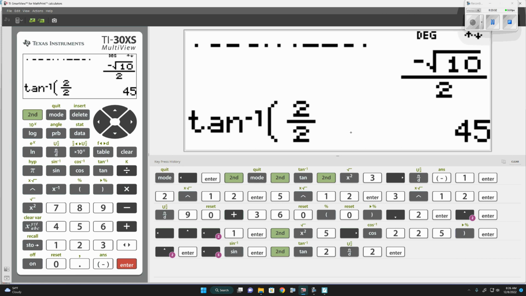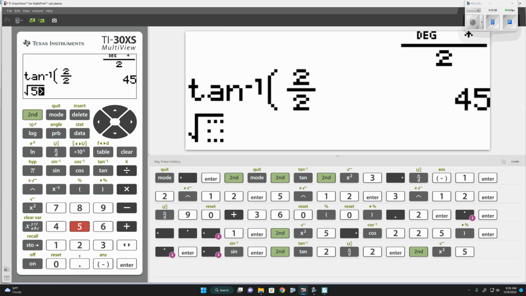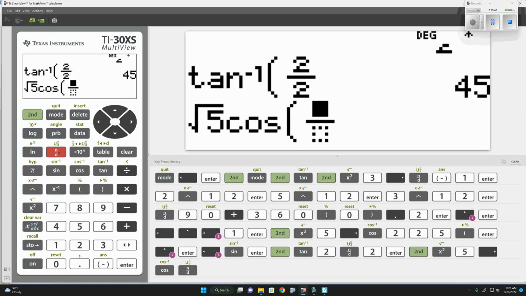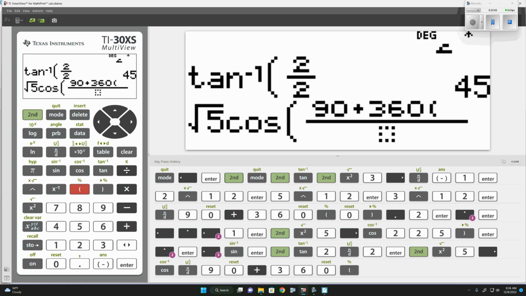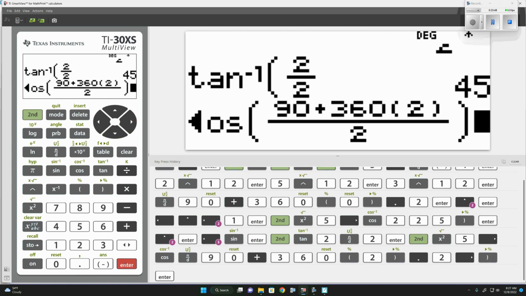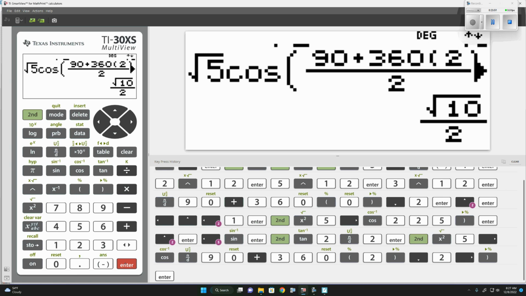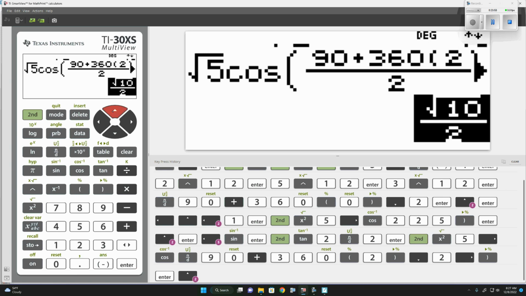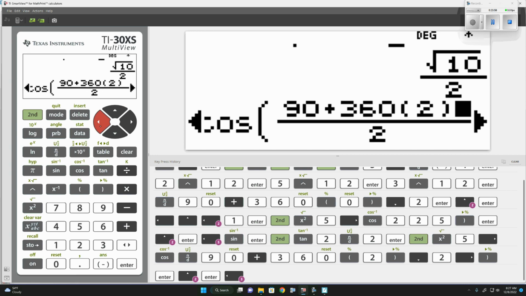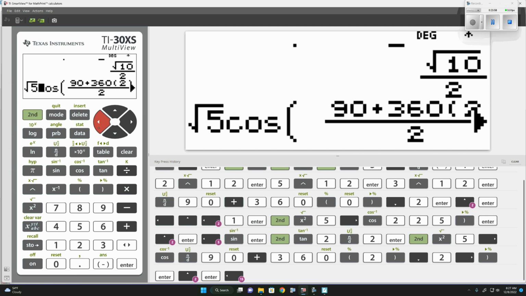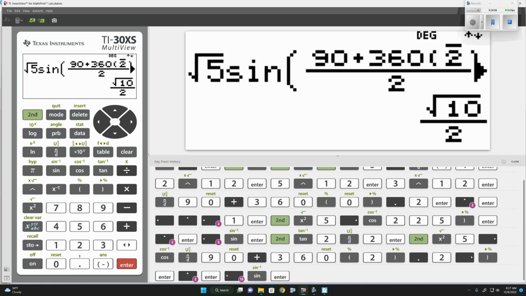Now, second square root 5 cosine of 90 plus 360 times 2 over 2. We get square root 10 over 2. Okay, that's whatever. Neither here nor there. Replace it with sine. So that tells me that it's square root of 10 over 2 plus square root of 10 over 2i. What was z0?